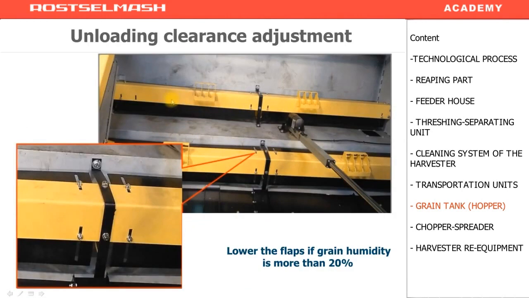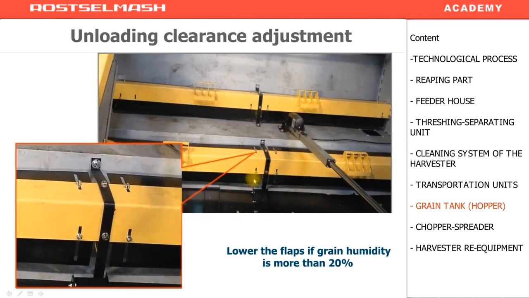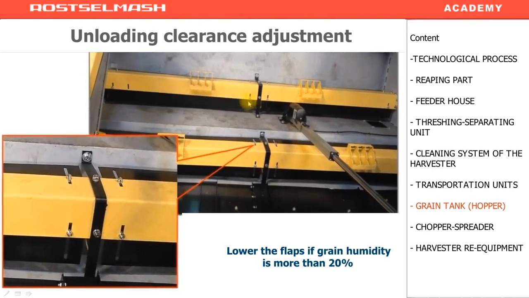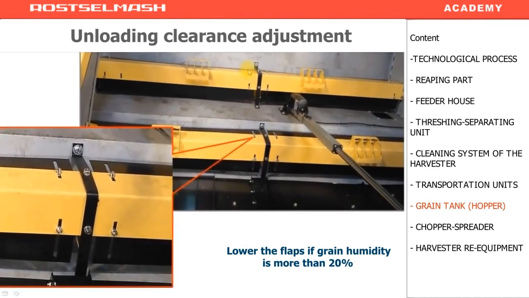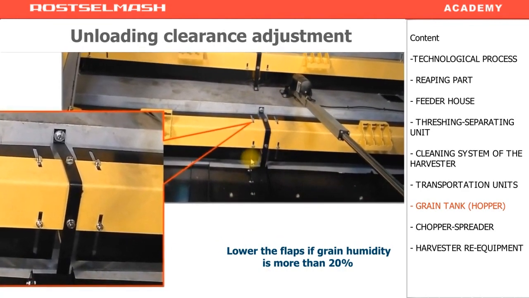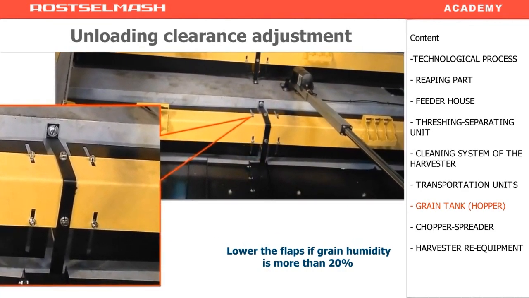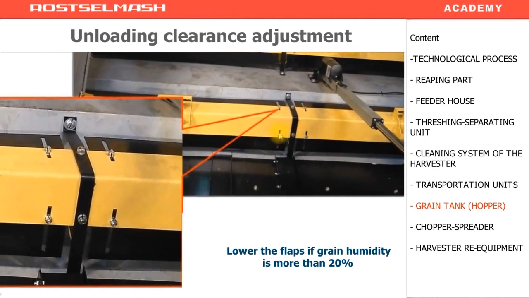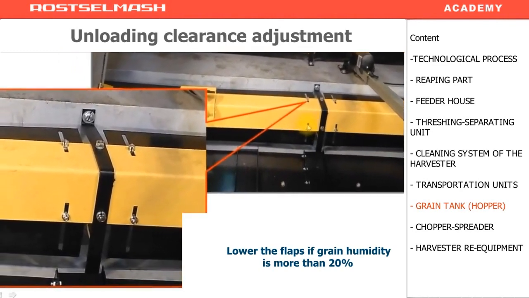Inside the grain tank, there are 2 horizontal augers for unloading. On each auger, these black shields can be adjusted. At this moment, they are completely lowered. This way, you adjust the unloading speed. The wider you open the shields, the faster is the unloading speed. If the grain humidity is more than 20%, then the shields must be lowered to the maximum, as shown in the picture.